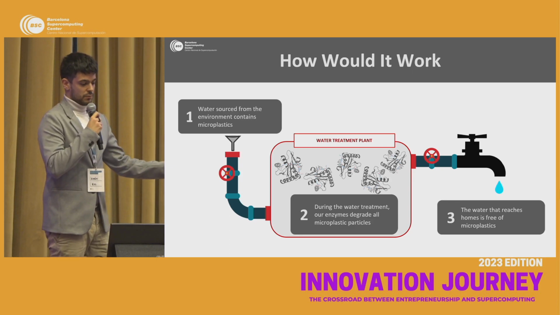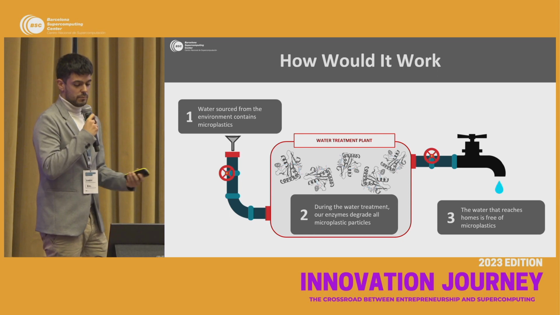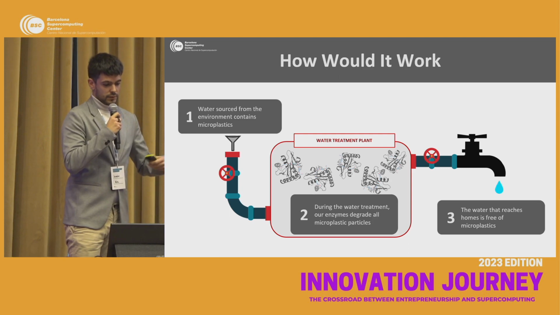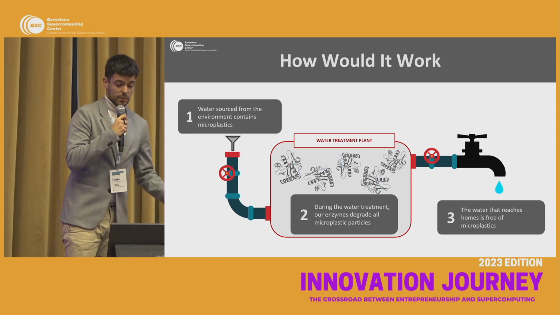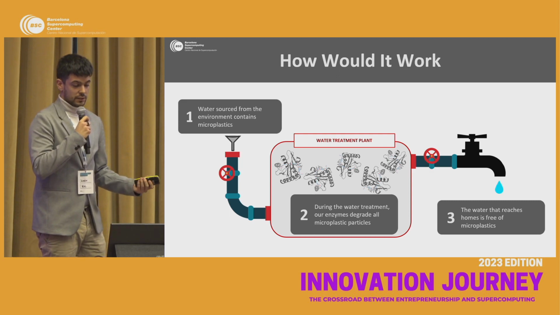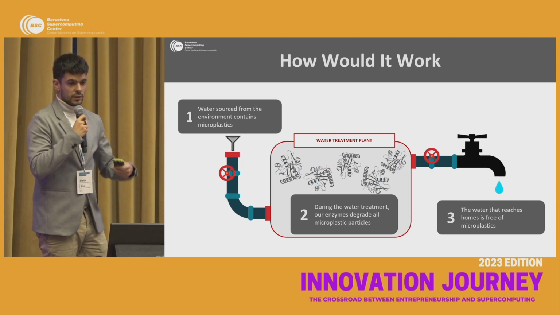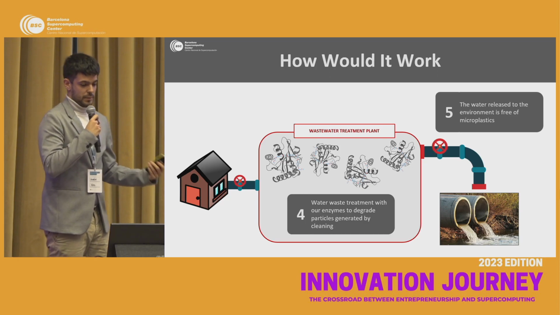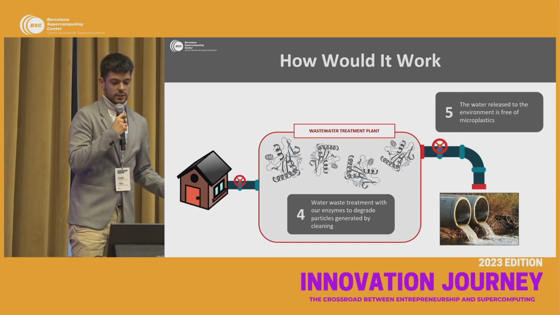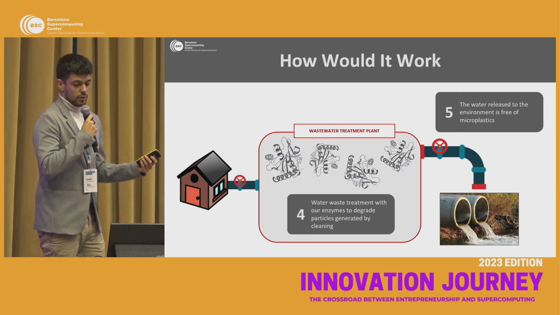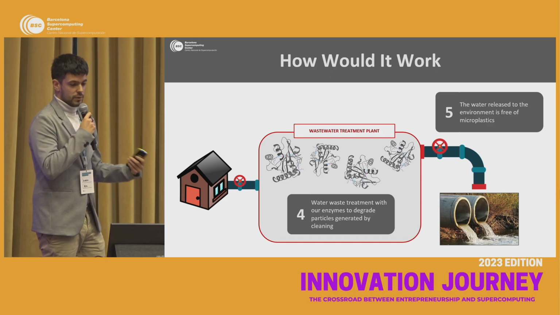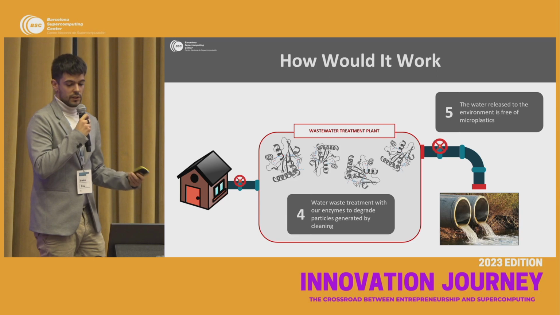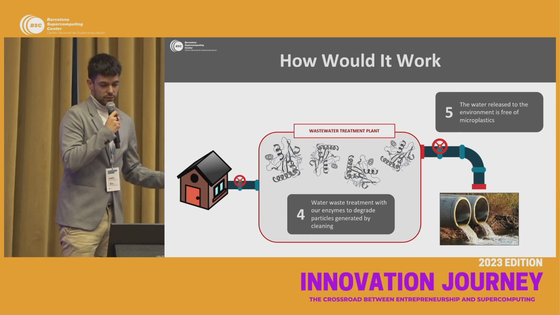At first, the water, which is contaminated with microplastics, is sourced from the environment. Then, in the water treatment plant, we add our enzymes, and the enzymes degrade the microparticles of plastics. And finally, the water that reaches homes is free of those plastics. In addition, we at home contaminate as well the water through different processes, such as cleaning textiles. So when this water is treated in a wastewater treatment plant, we can also add our enzymes so we can get rid of those particles, and the water released to the environment is also free of those plastics.